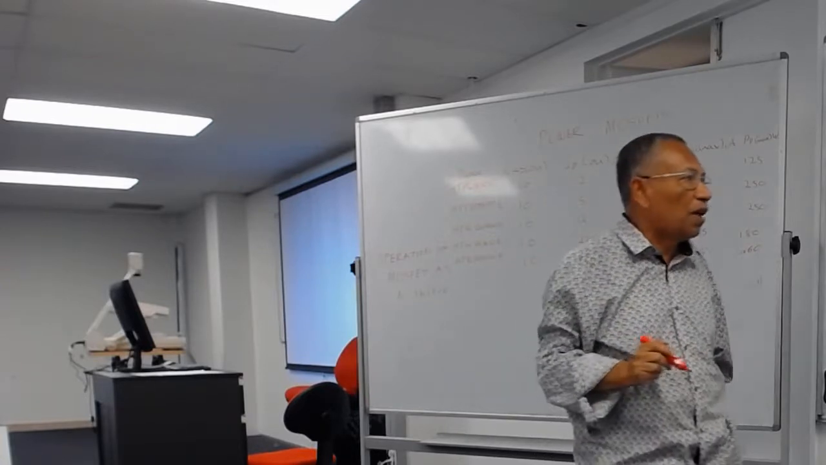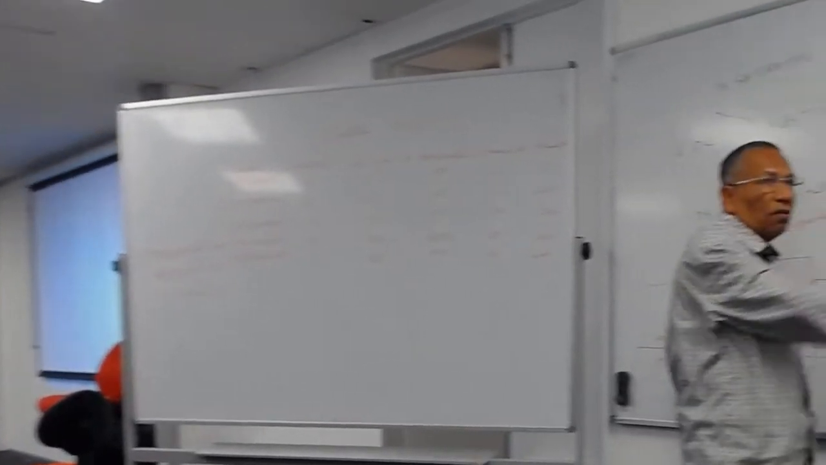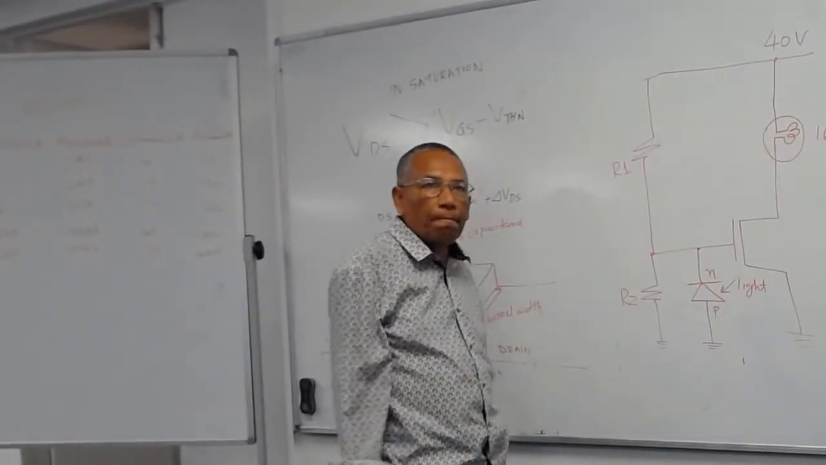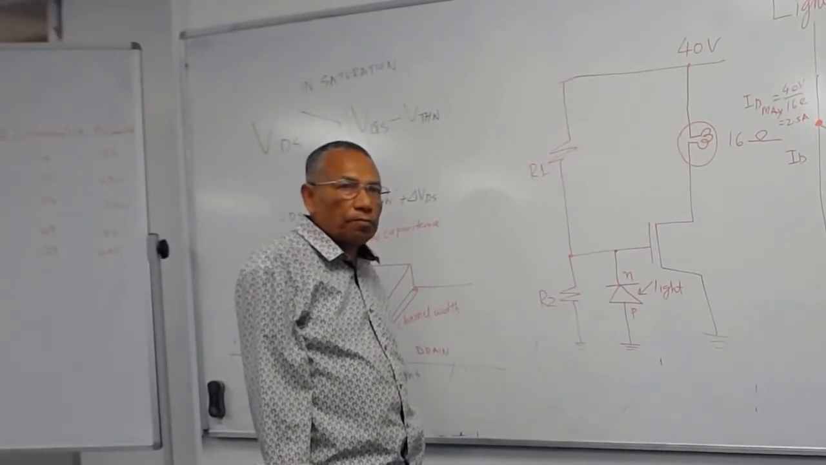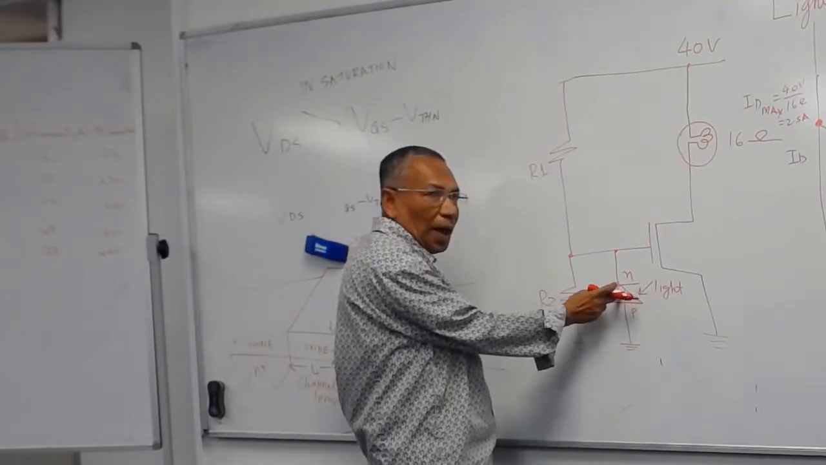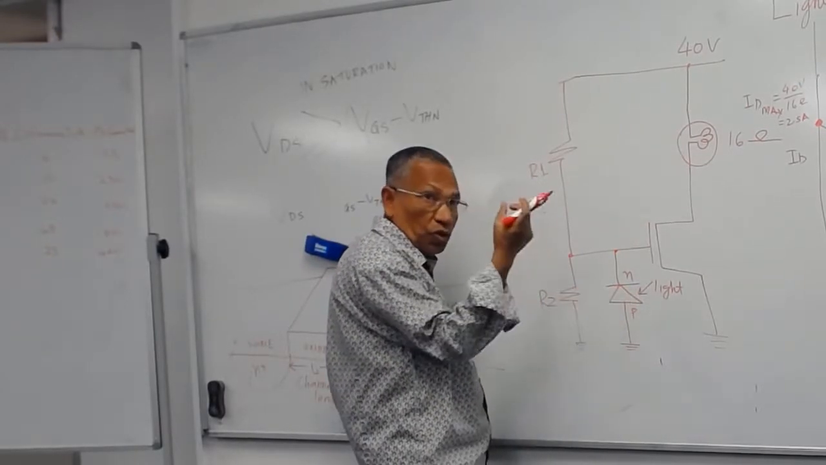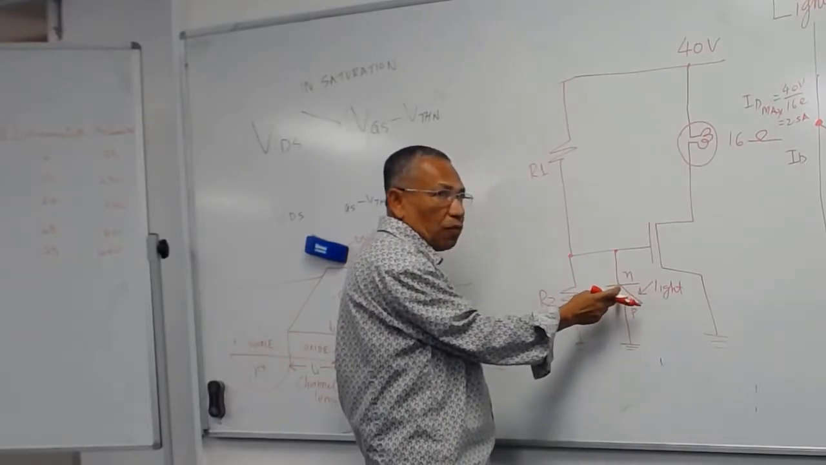If you choose 10 volt, first of all, before that, how does it work? Can you tell me how does it work? If there is light, then this will capture the light, the photons, and there will be current flowing if you capture the photon.